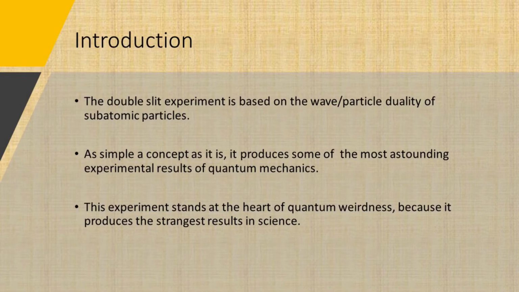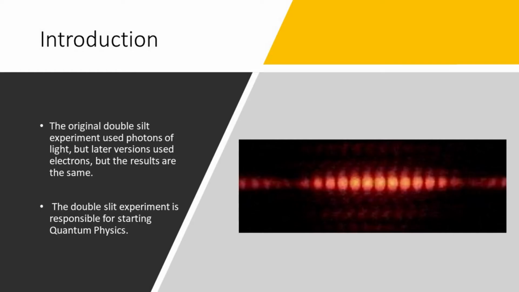The double-slit experiment is based on the wave-particle duality of subatomic particles. As simple a concept as it is, it produces some of the most astounding experimental results of quantum mechanics. This experiment stands at the heart of quantum weirdness because it produces the strangest results in science. The original double-slit experiment used photons of light, but later versions used electrons, and the results are the same. The double-slit experiment is responsible for starting quantum physics.